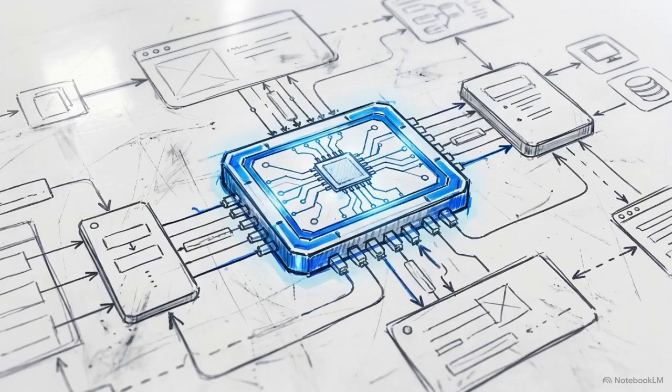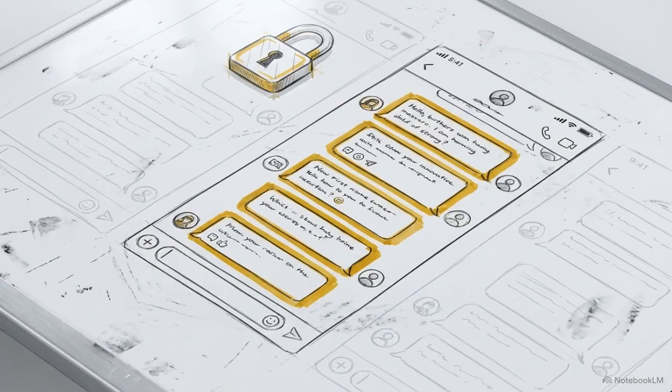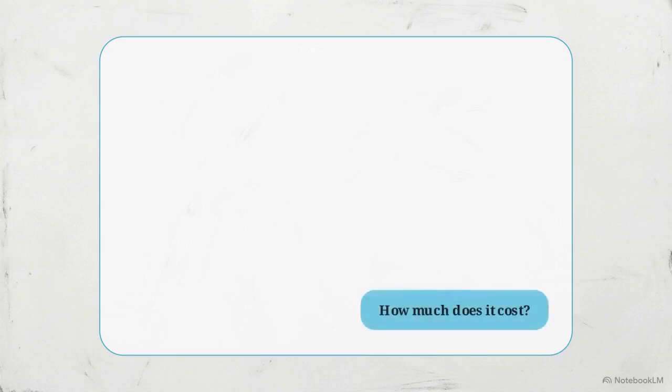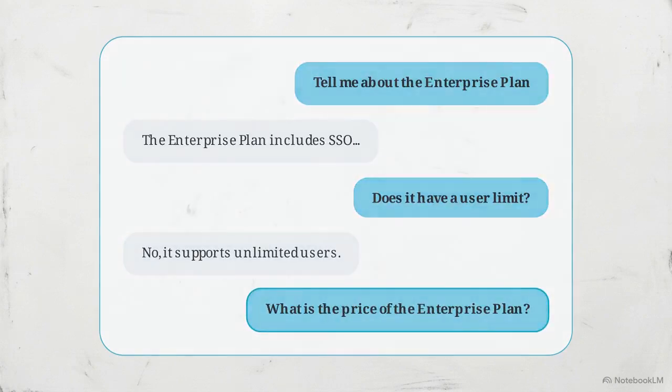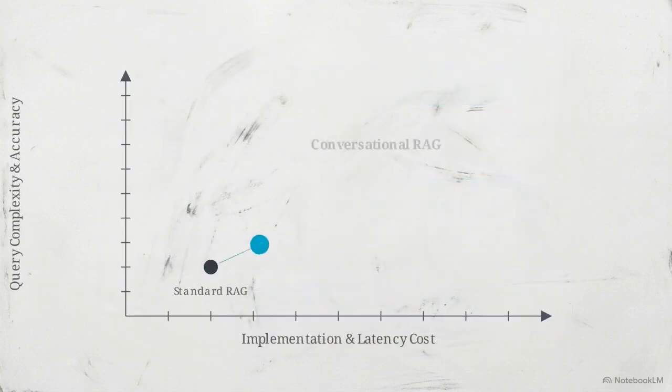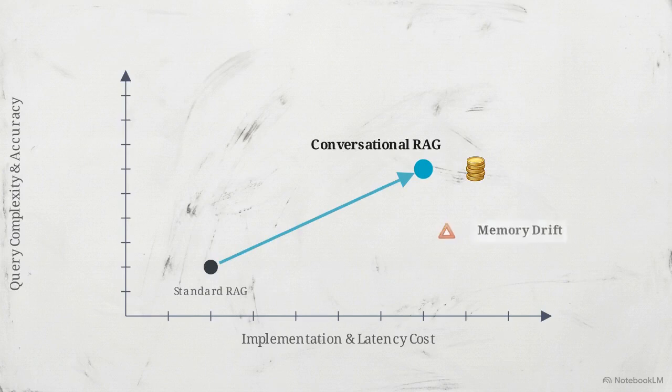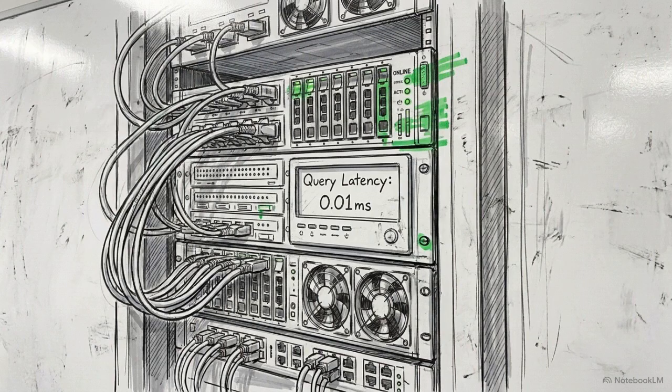To fix that context blindness, developers add conversational RAG. This adds a memory layer that stores the last 5 to 10 turns of the chat. If a user asks, "How much does it cost?" the system looks back at the history to figure out what it refers to before searching. That extra query rewriting pushes it slightly higher on both axes. You pay higher token costs and run the risk of memory drift, where irrelevant topics from 10 minutes ago pollute your current search.